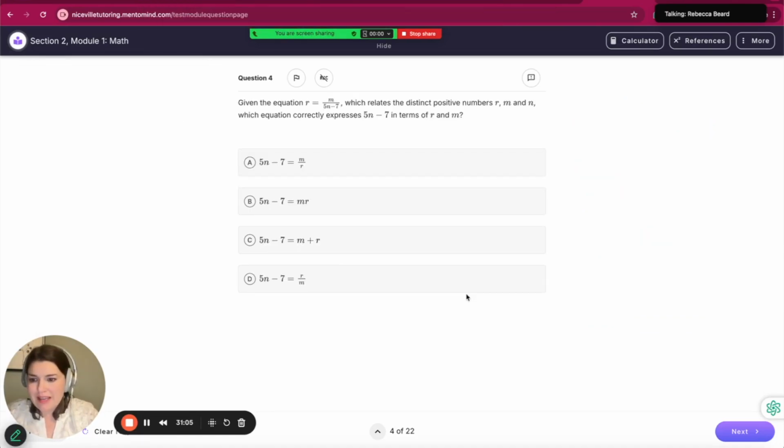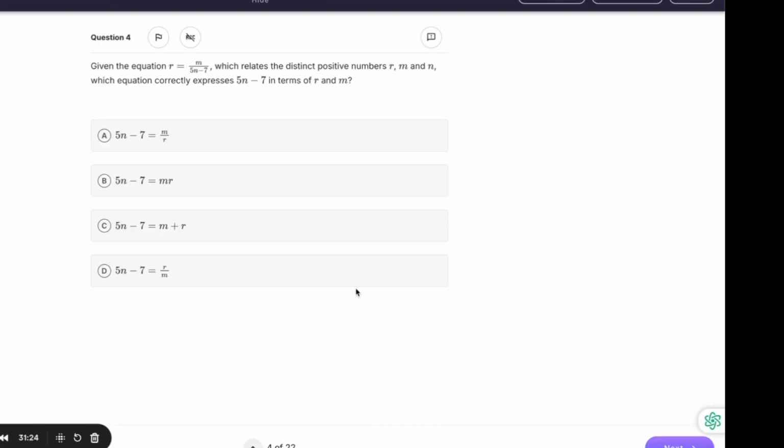Okay, so these types honestly end up on almost every single SAT test I have taken, I have seen, I have done with a book, so they're not going away. You are looking for it in terms of R and you need to solve and simplify. On this problem, given the equation R equals M over 5n minus 7, which relates the distinct positive numbers R, M, and n, this is pretty much a bunch of fluff. Which equation correctly expresses 5n minus 7 in terms of R and M?